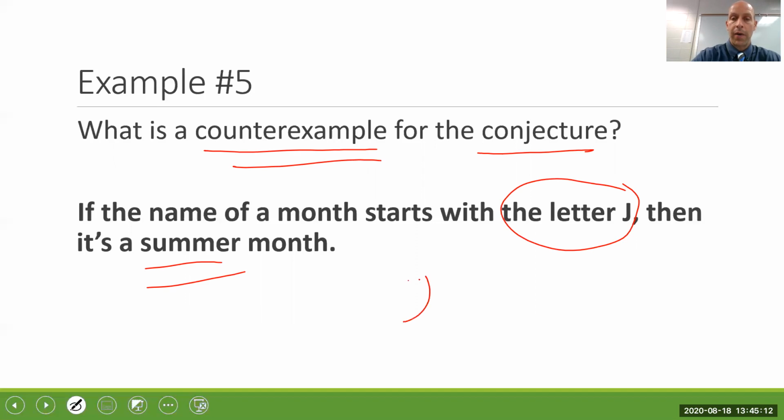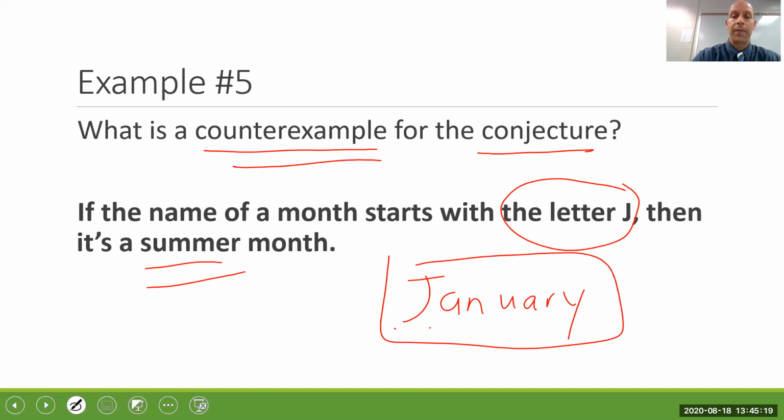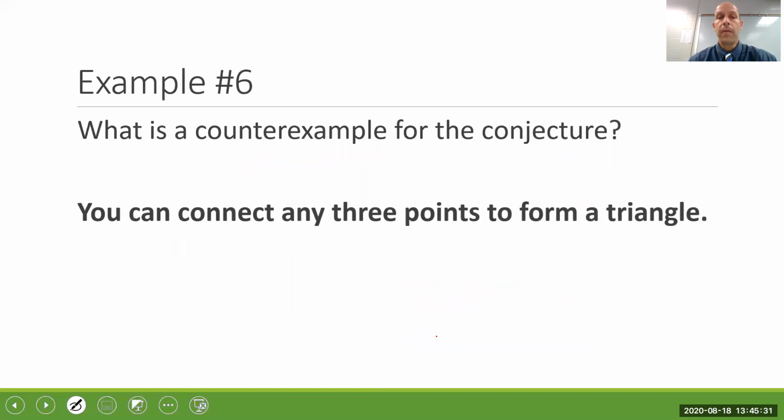Well, I would argue that January is a month that starts with the letter J that is not a summer month. That would be what we would call a counterexample. Therefore, this statement I just made is false. Let's try another one.